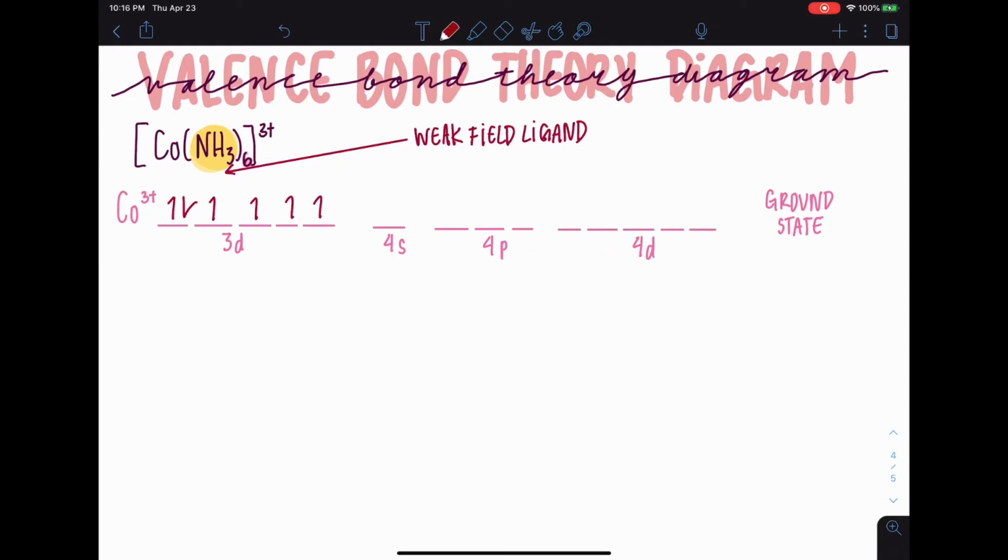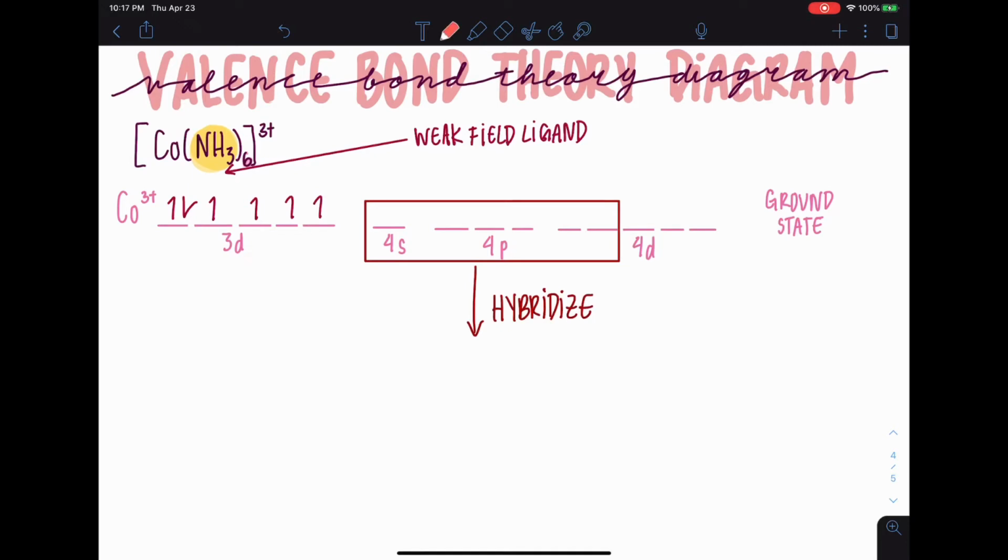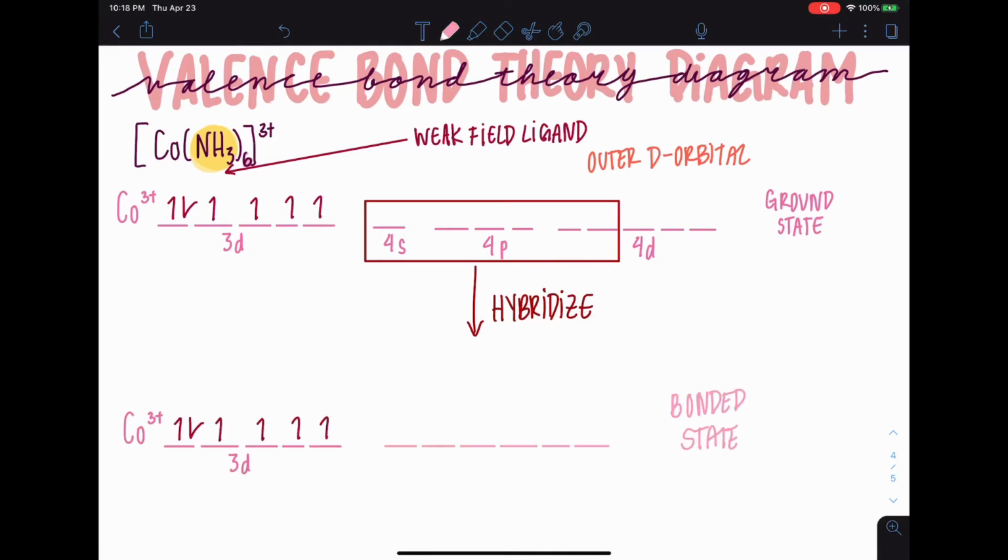We have to box sp3d2 and show that this will hybridize. We should also state that this is an outer d orbital. Again, inner d orbital, outer d orbital. Now we are at the bonded state after hybridizing the sp3d2 orbitals in the ground state.